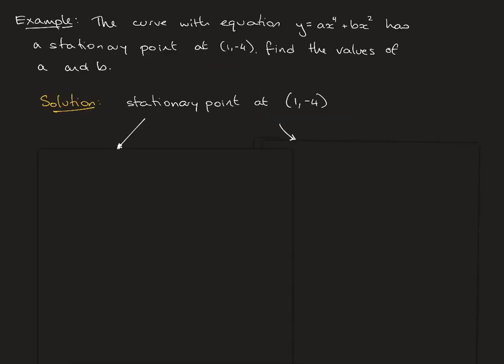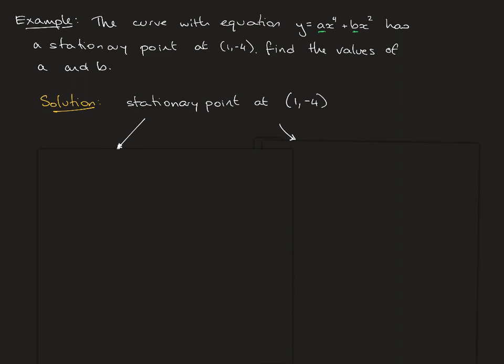This next example is a bit of a classic question. The curve with equation y equals, and we have two parameters in here. We've got an a and a b. And it tells us it has a stationary point at 1, -4. And then it wants us to find the values of a and b. And so if they want us to find the value of two pronumerals, they need to provide us with at least two pieces of information, one for each of the variables, or the parameters, so that we can find it. And we get that from the fact that they say that the stationary point is at 1, -4.